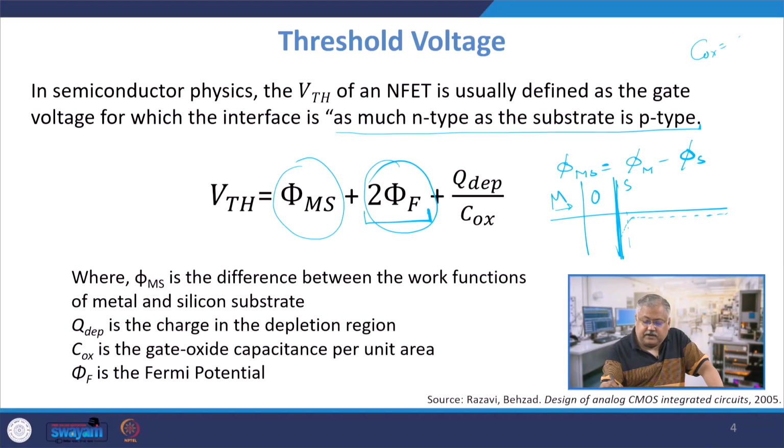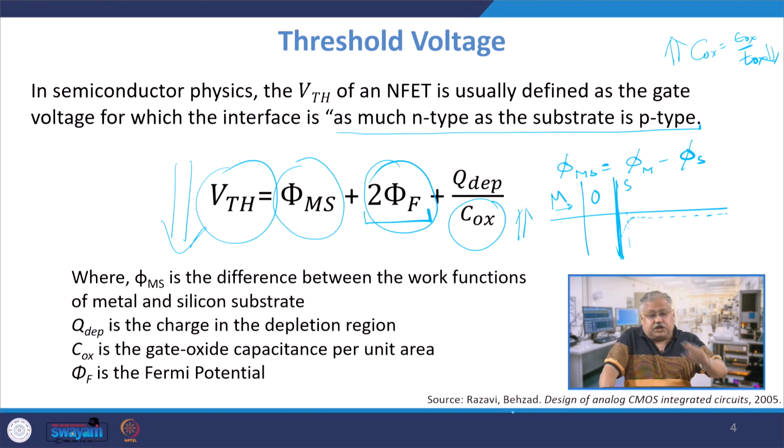Q depletion we have already seen in our previous example, that is dependent on many other factors, but Cox is oxide capacitance, which depends upon the oxide thickness. If you remember, Cox is epsilon ox by Tox. If you want to reduce Vth to a lower value, I want Cox to be as high as possible, right. If this has to be as high as possible, I need to reduce my Tox. So, this is another knob which is available to you as a designer, that you please try to reduce the value of Tox.